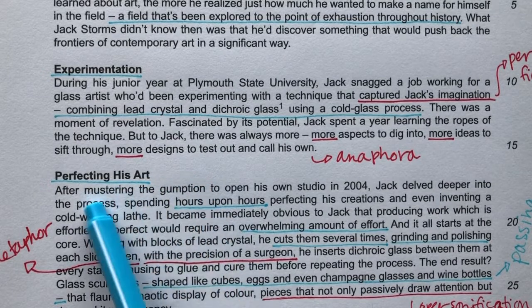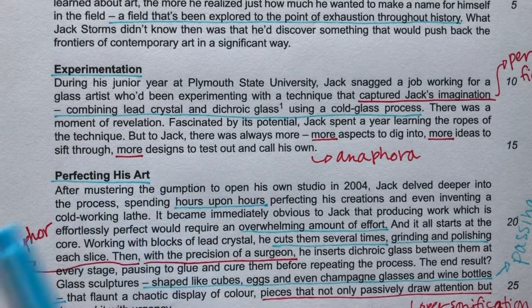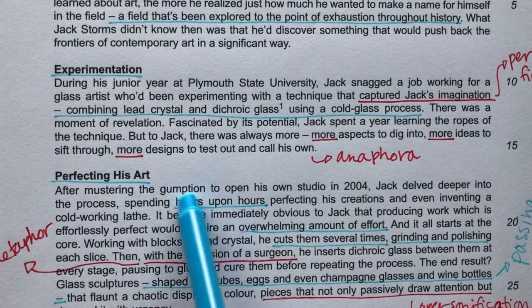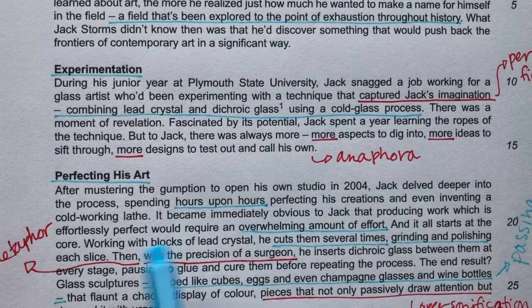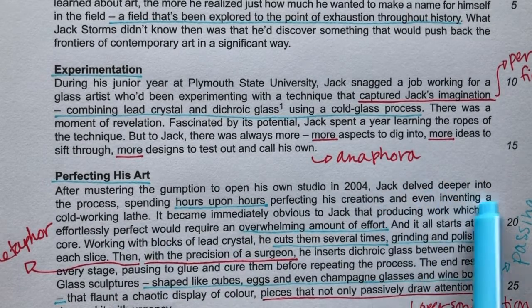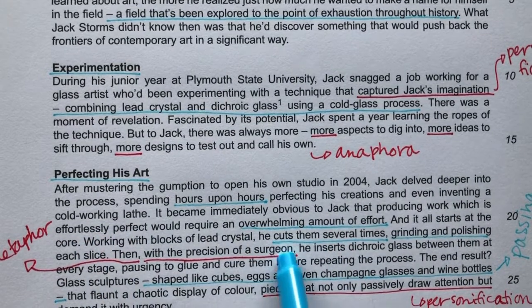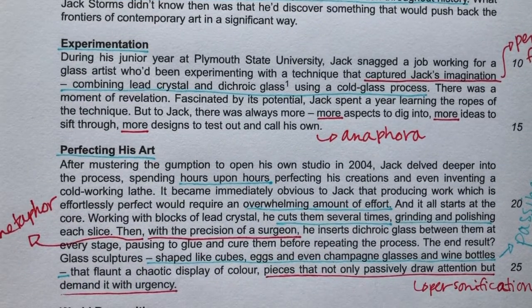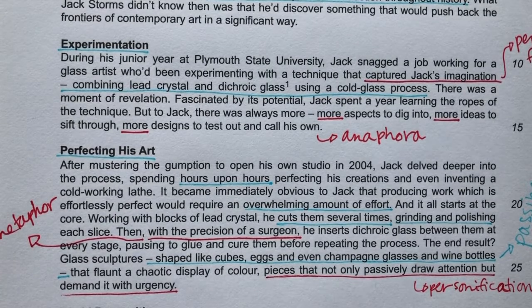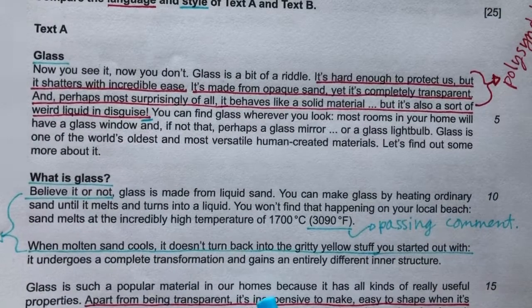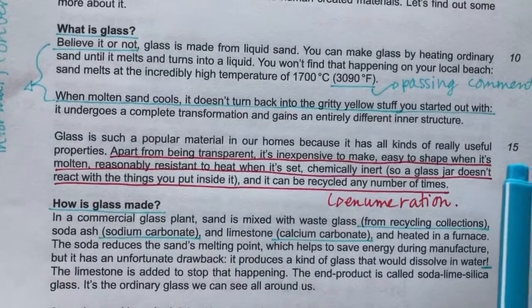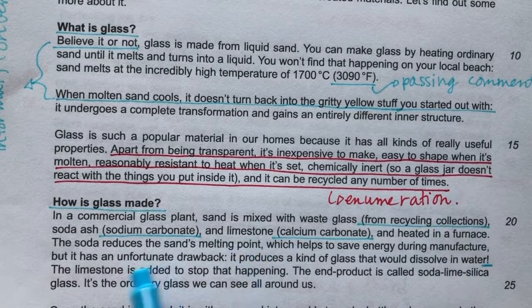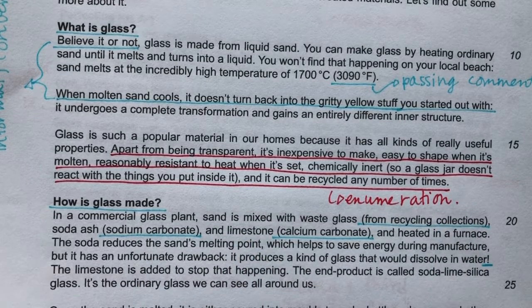Mustering the gumption. Okay, this also is pretty, I don't use this in day-to-day conversation. He delved. Okay, could have said he dived deeper into. So it's a different kind of level of vocabulary that is used. Here we have more sophisticated, right? But in text A, it's more technical terms related to chemistry or whatnot. Okay.